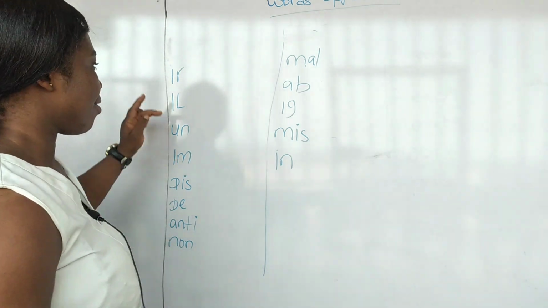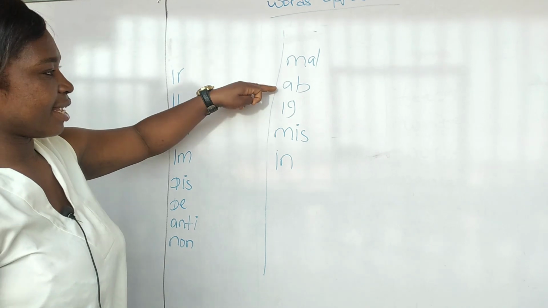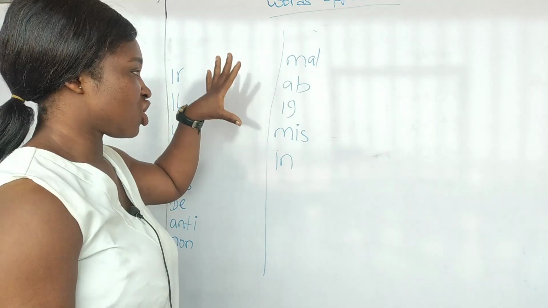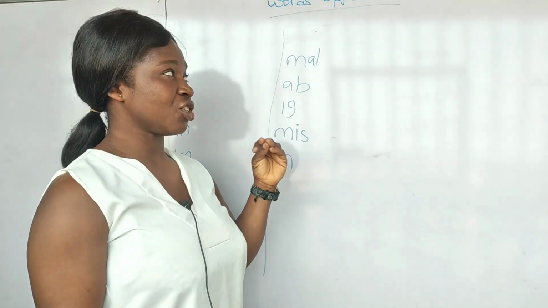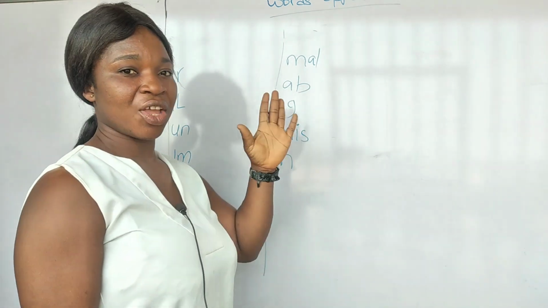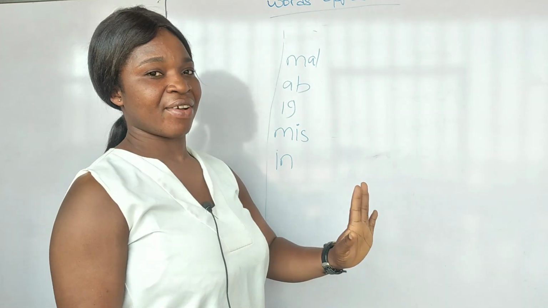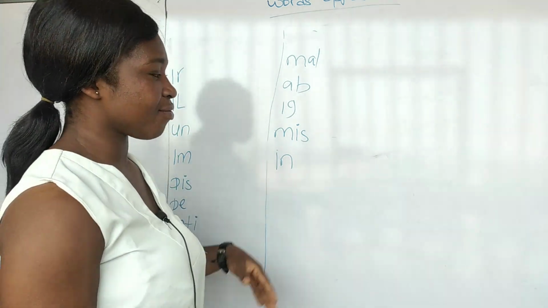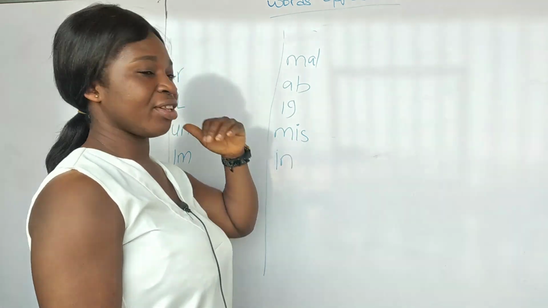Now we have 1, 2, 3, 4, 5, 6, 7, 8, 9, 10, 11, 12, 13. So these 13 prefixes, when added to our base word, are going to transform that word to the opposite side. And it equally works in the reverse case. For instance, if I have misunderstanding, I can have understanding by removing the prefix.